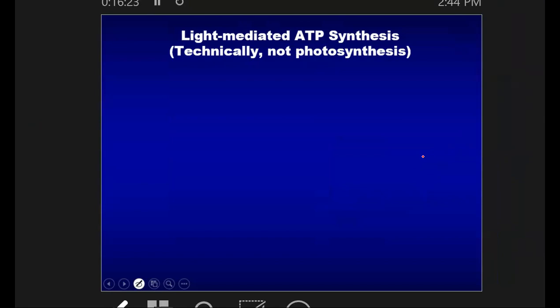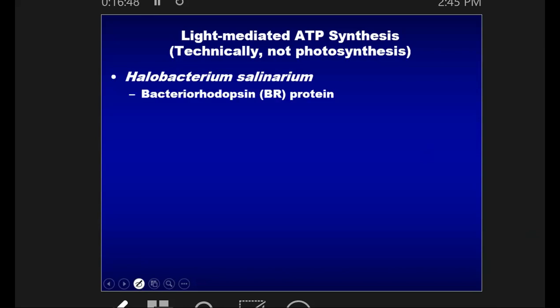I did want to also get into how some microbes use light. And there's a couple of different ways. Here, this is the use of light in order to make ATP, but technically you can't call it photosynthesis. But these microbes are interesting because they have a special protein. So the most well-studied is Halobacterium salinarium.